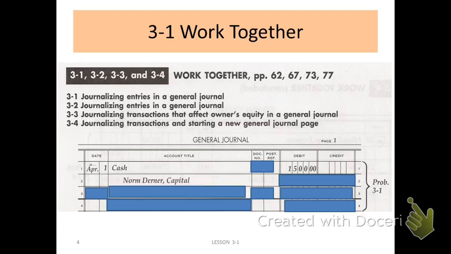The second line is going to be our credit account title. So we receive cash from owner as an investment. So capital would be the credit account title. And then on the right, we have a column just for credit amounts. So in the second line, we're going to list the $1,500 in the credit column on the right. So we have our debits on the first line, our credits on the second line.